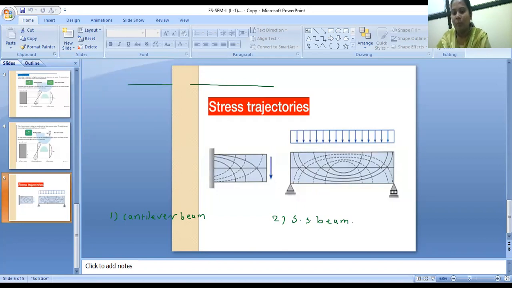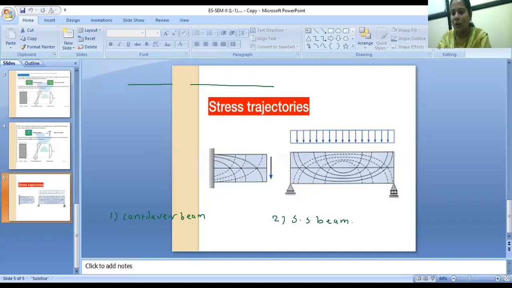Bending stresses contribute to normal stresses. Whatever bending stresses we consider act as normal stresses, and shear stresses are due to shear force. That means in this particular beam, shear stress is generated due to shear forces, and bending stress is generated due to normal stresses.